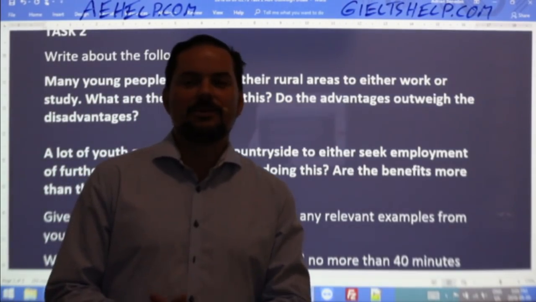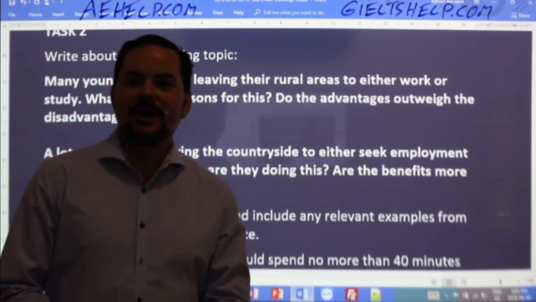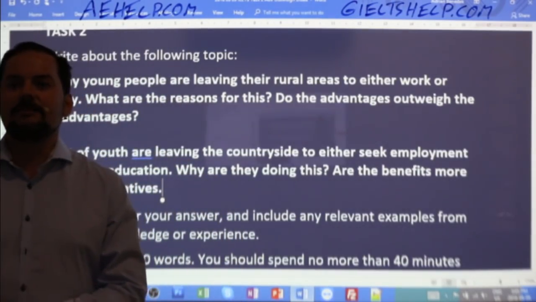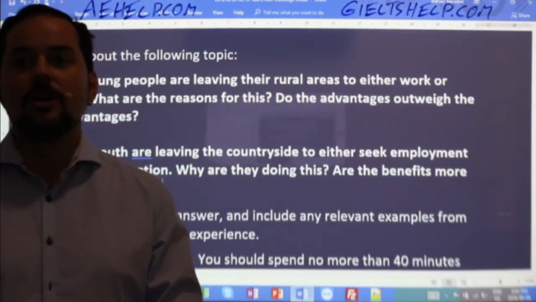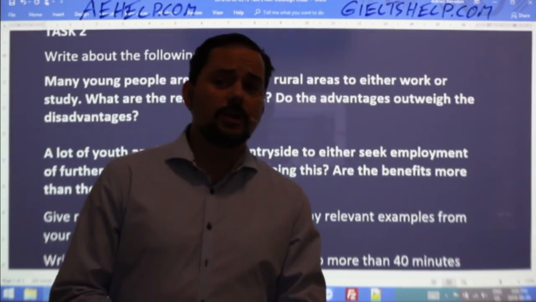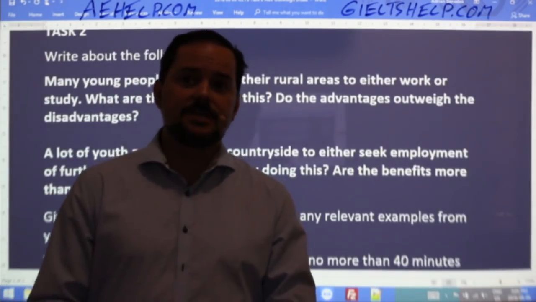Yeah, careful with expressions in paraphrasing. What are the causes of this? Okay. Mohammed says, majority of adolescents are moving away from their villages for employment or education. What are the causes? Excellent. Very good, Mohammed. Adolescents is a good paraphrase here.